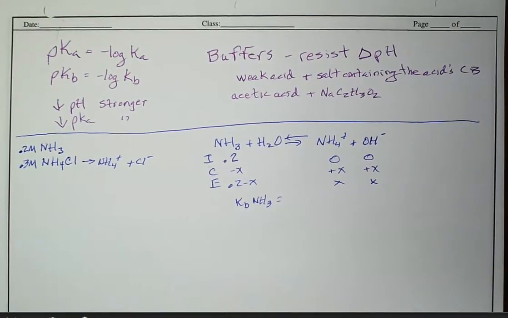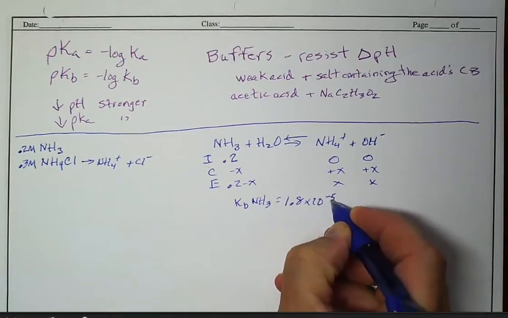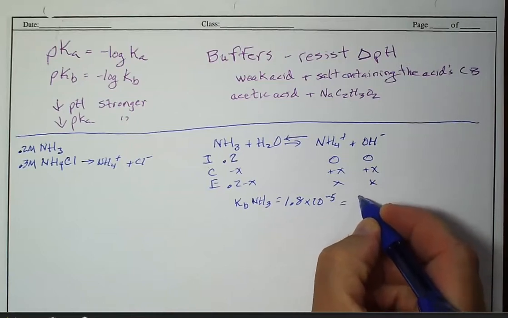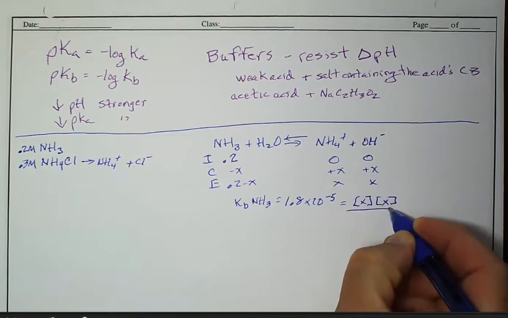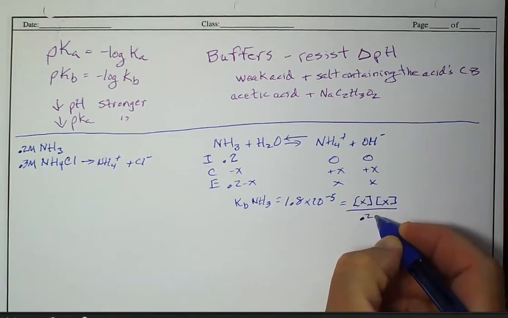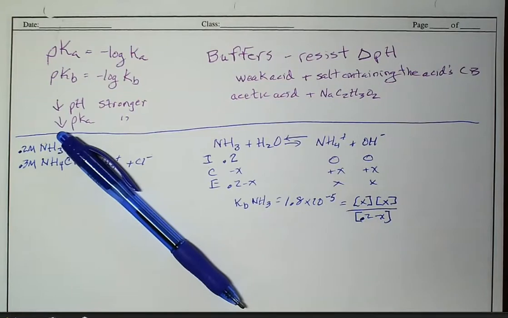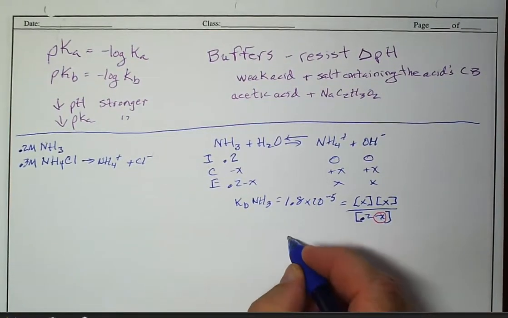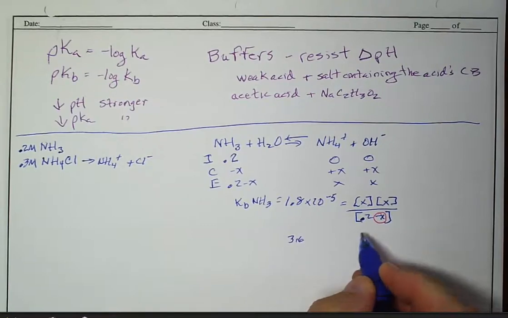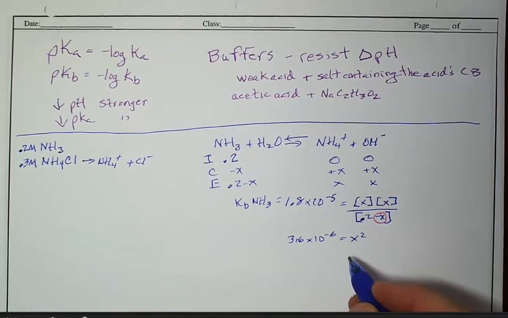is, I'm going to have to look that up. All right, so it's 1.8 times 10 to the minus 5. And so it's going to equal x for the ammonium times x for the hydroxide over 0.2 minus x. And we'll say that that minus x is negligible. Ignore it. And so that's going to give us 3.6 times 10 to the minus 6 equals x squared.